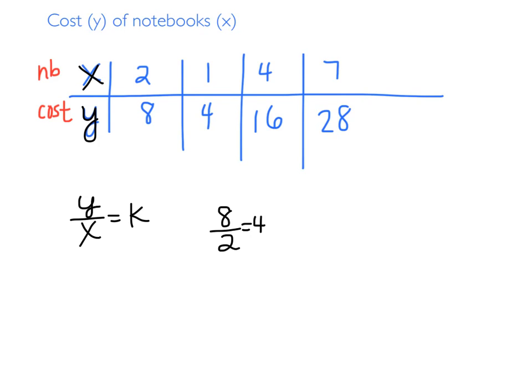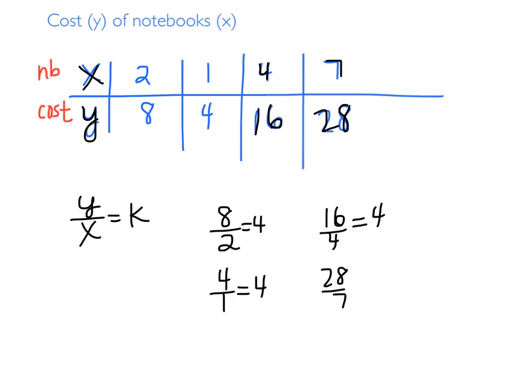Okay, let's go to the second one, 4 and 1. If I do 4 divided by 1, that gives me 4. If I do 16 divided by 4, here's my 4, that also gives me 4. And if I do 28 divided by 7, that also gives me 4.